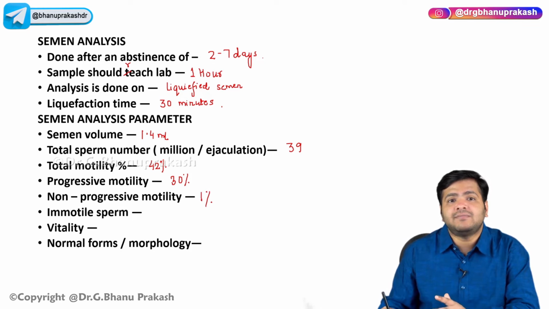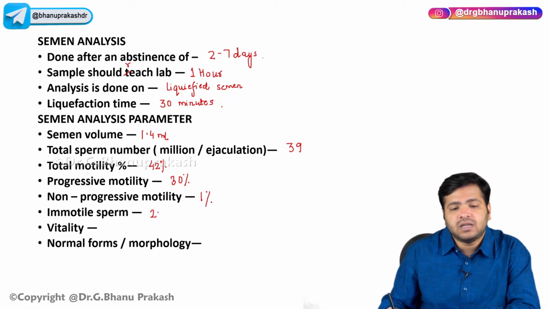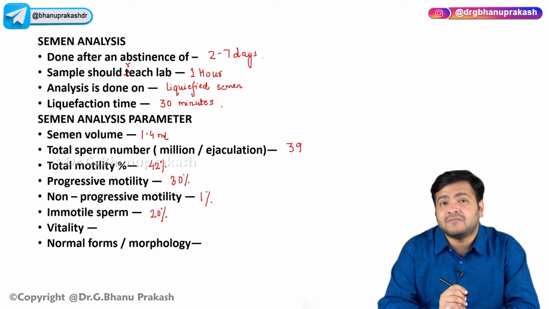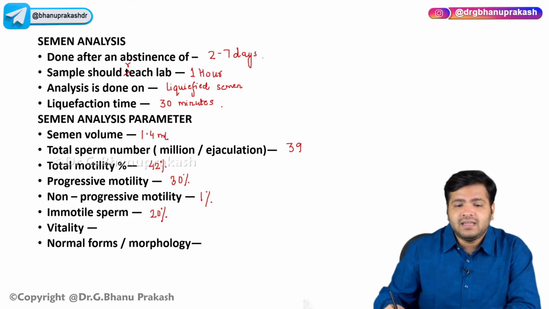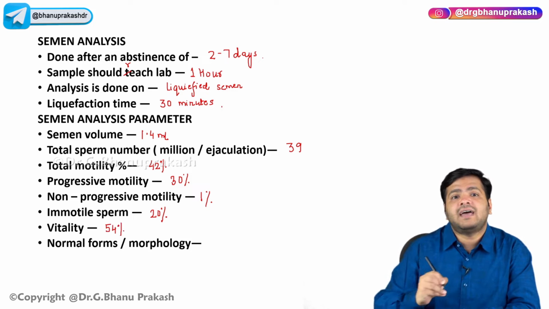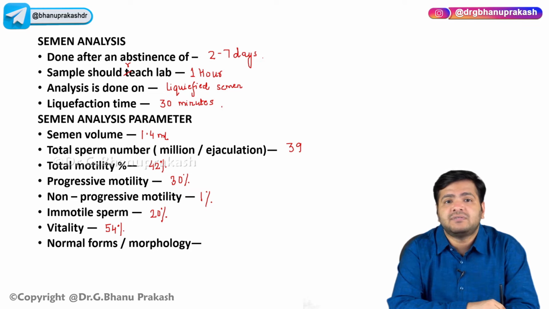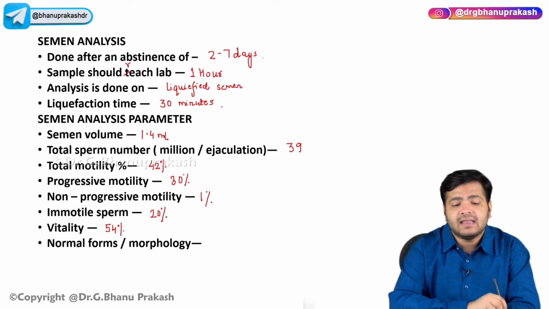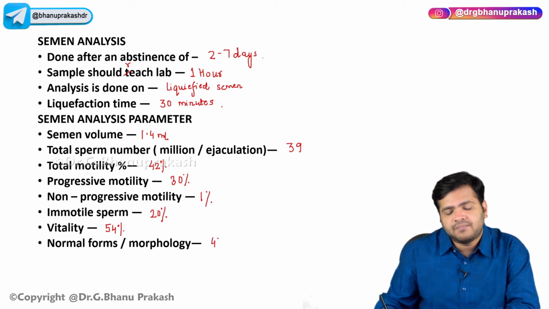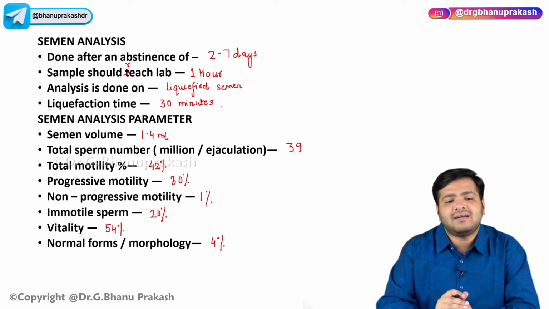And immotile sperm, remember, it should be 20%. Earlier, immotile sperm was around 22%, but as of the new criteria, it is around 20%. Vitality should be 54%. Earlier, the vitality was 58%, but as of now, the new guideline says it is 54%. And the normal forms per morphology is 4%, right? So, these are the semen analysis parameters.